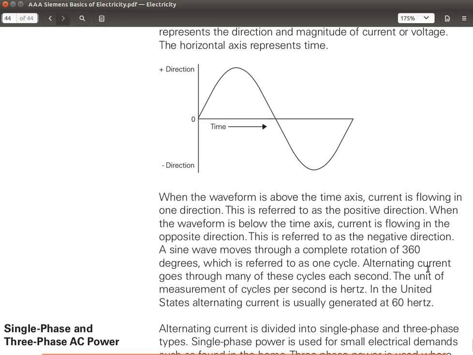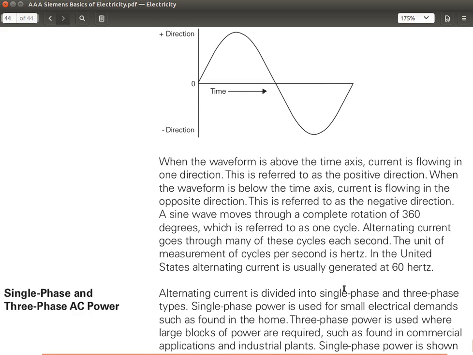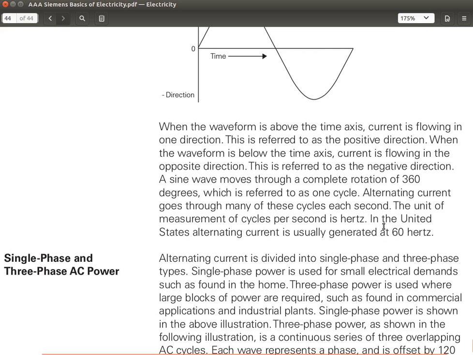Now, a sine wave moves through a complete rotation of 360 degrees, which is referred to as one cycle. Alternating current goes through many of these cycles each second. The unit of measurement of cycles per second is the Hertz, H-E-R-T-Z, commonly written as Hz. That's a short form of writing it.